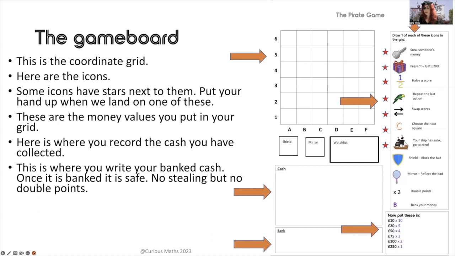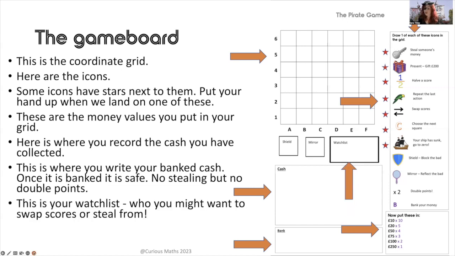Now, once it's in the bank, it's safe, but there is a little bit of a drawback that you can't double those points. If you do get a ×2 double points icon, then I'm afraid it doesn't work for the bank amount. So pros and cons, but at least it means nobody else can steal it.